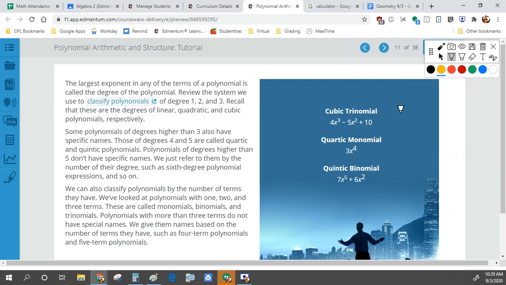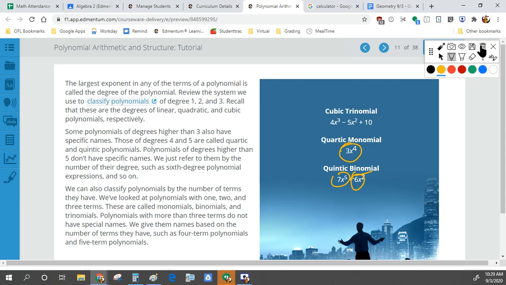But the way we identify polynomials is by their degree and how many terms they have. So this has 3 terms. This is a term, this is a term, this is a term. So they're basically separated by these plus and minuses. This is a 3 term, so it's called a trinomial. That means 3 numbers. This is its own number, this is its own number, this is its own number. This is a monomial, 1 term. Binomial, 2 terms.